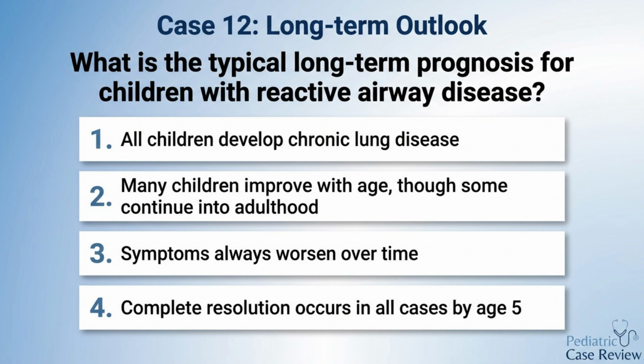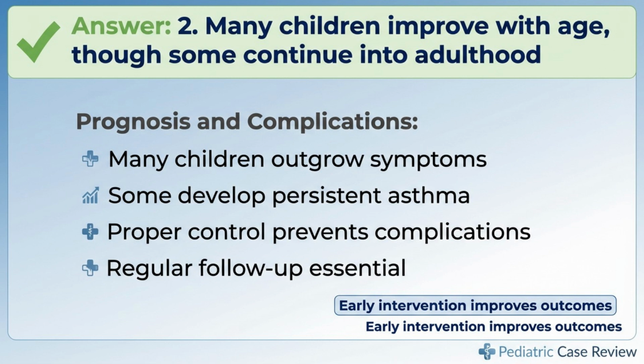Here is our final case regarding the long-term outlook. The question asks, what is the typical long-term prognosis for children with reactive airway disease? Option 1, all children develop chronic lung disease. Option 2, many children improve with age, though some continue into adulthood. Option 3, symptoms always worsen over time. Option 4, complete resolution occurs in all cases by age 5. The correct answer is number 2.